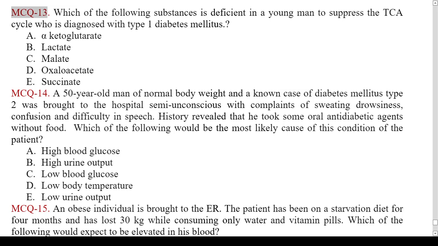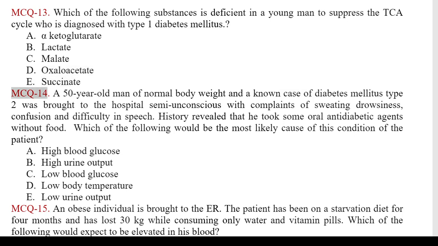MCQ 13. Which of the following substances is deficient in a young man, suppressing the TCA cycle, who is diagnosed with type 1 diabetes mellitus? Alpha-ketoglutarate, lactate, malate, oxaloacetate, succinate.